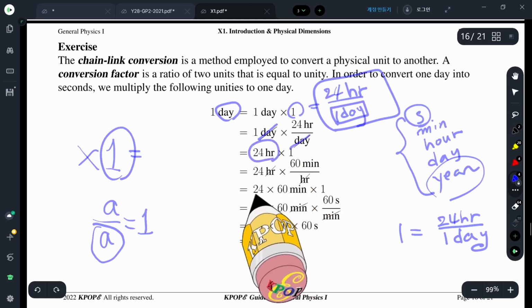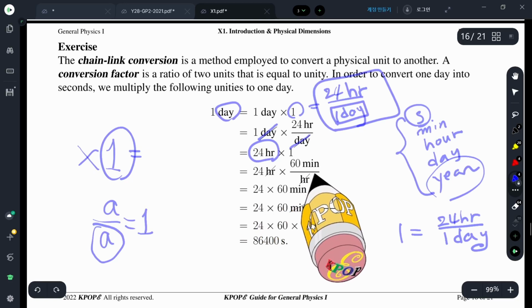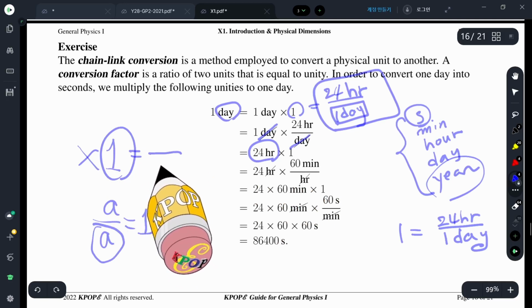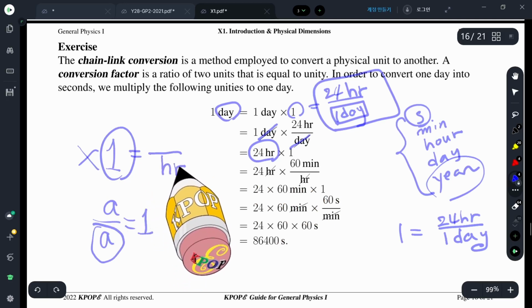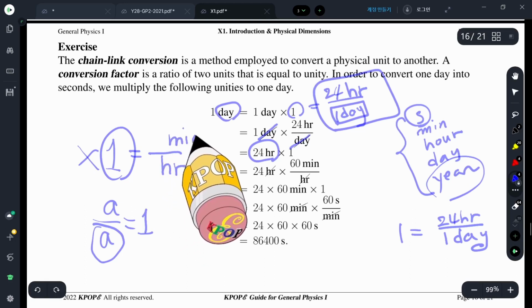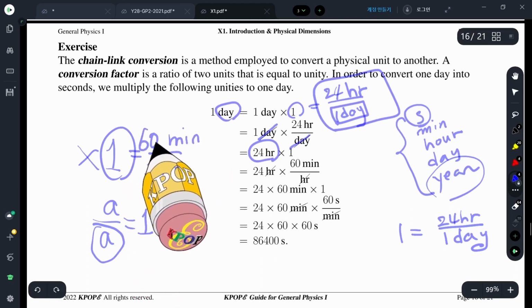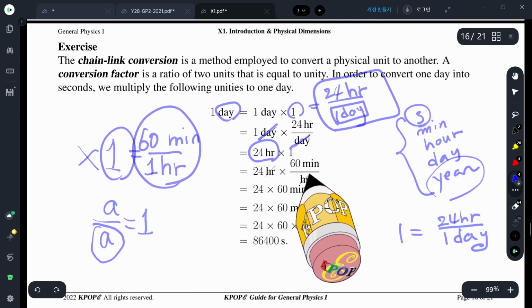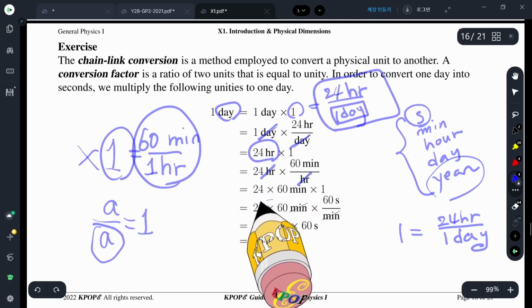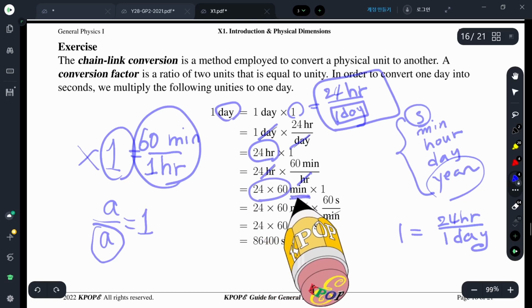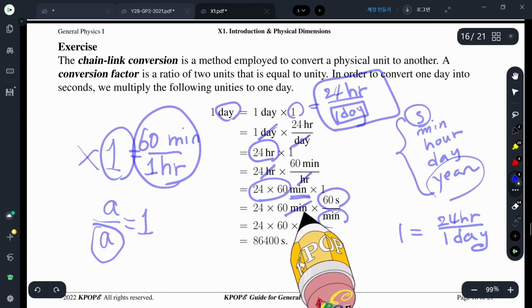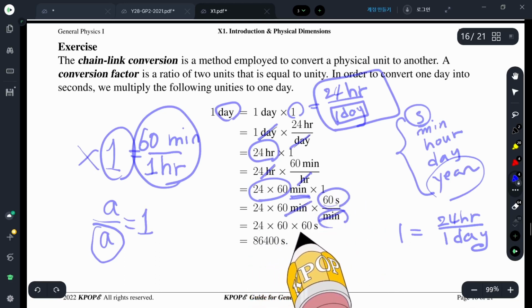hours. And then you want to replace hour with minutes, so you again multiply by 1. That 1 is to include hour in the denominator, and you want to replace this 1 with minute. 1 hour is 60 minutes. So 60 minutes divided by 1 hour is multiplied in here to cancel hour, and you find the minutes. In a similar manner, 60 seconds per minute is multiplied. So you cancel minutes to find 24 times 60 times 60 seconds. So the answer is this.